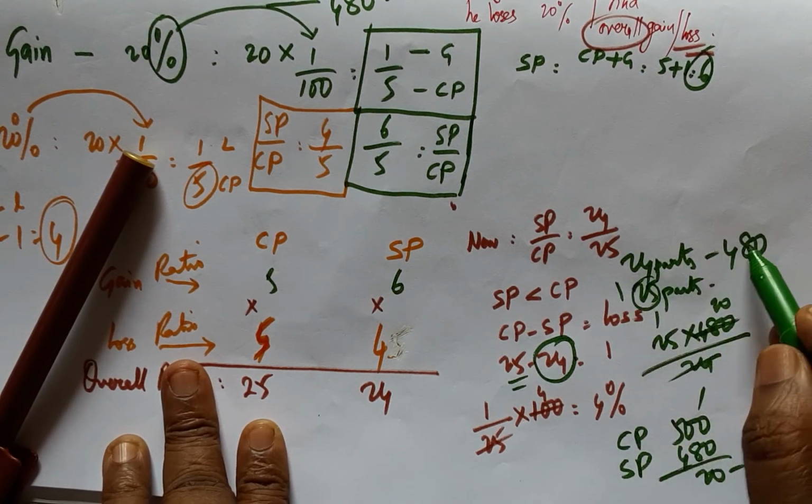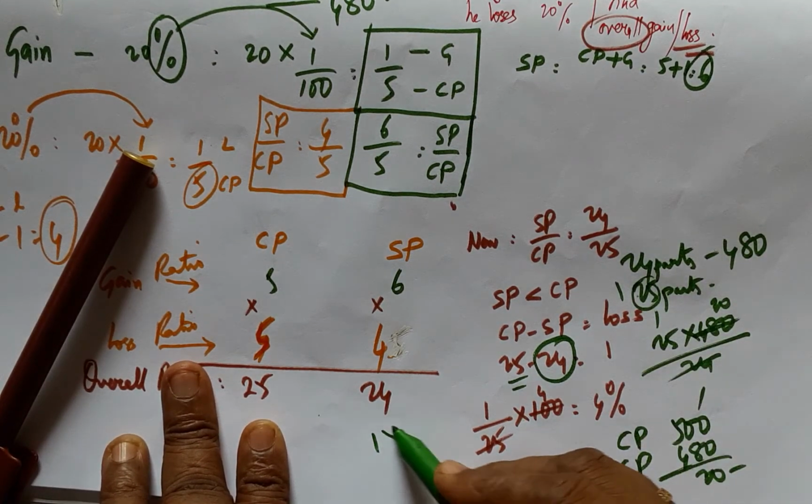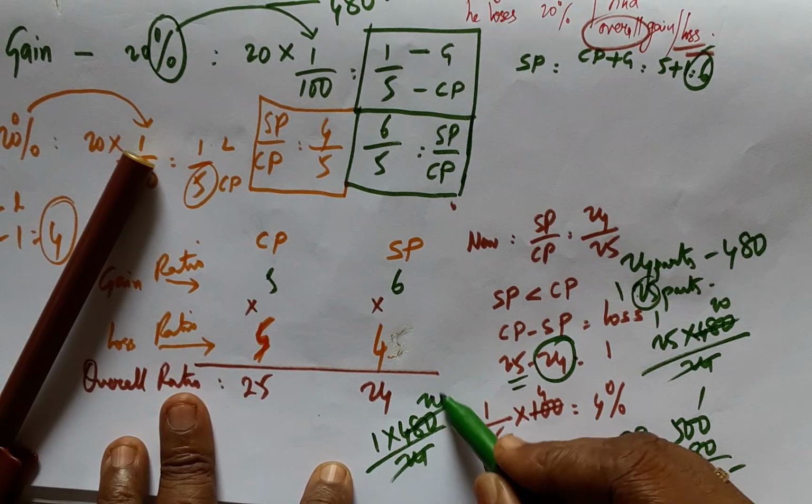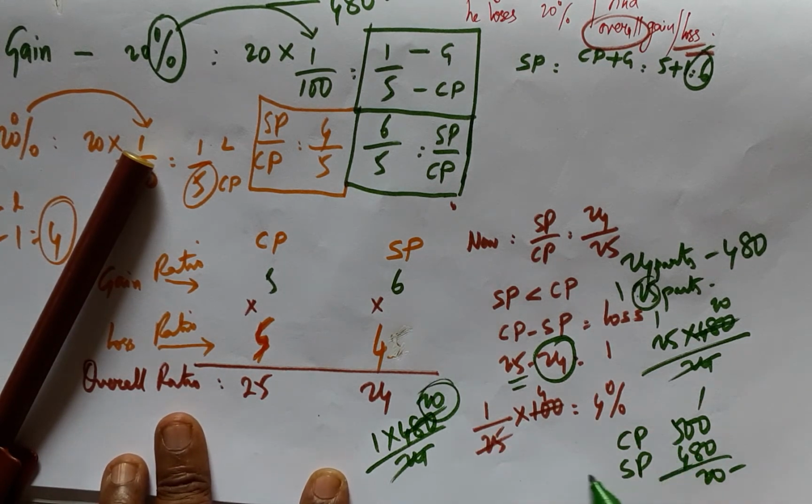We can even directly arrive at one part, that will give the direct loss amount. 24 parts is 480, one part is 1 into 480 by 24, and this will directly give us the loss amount. Here we have subtracted to arrive at the loss, but this will directly give.